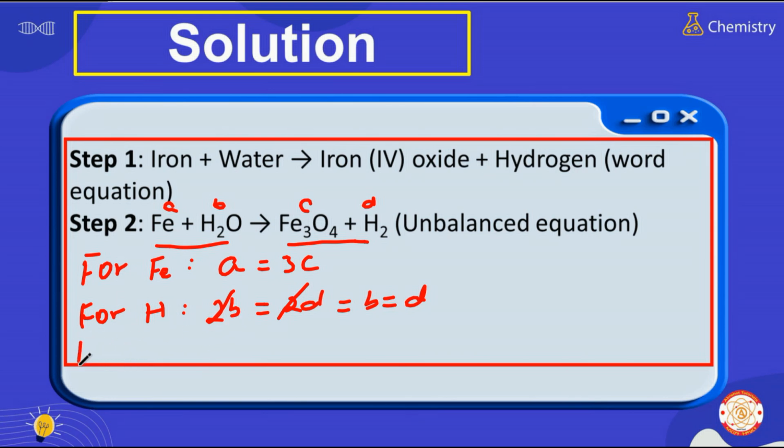For oxygen, how many oxygen atoms do I have on the reactant side? I have 1. 1 times B is B equals, and how many oxygen atoms do I have on the product side? 4. 4 times C is 4C.